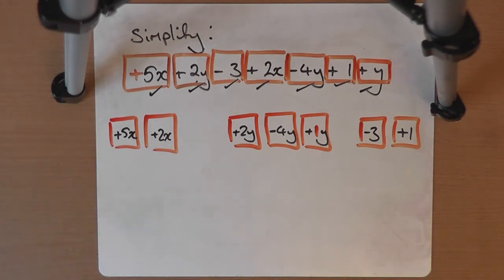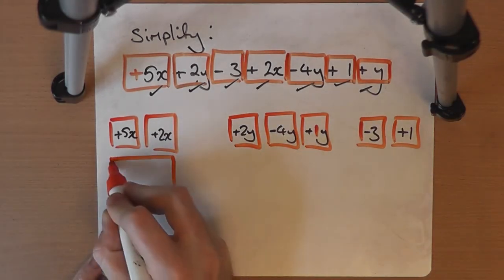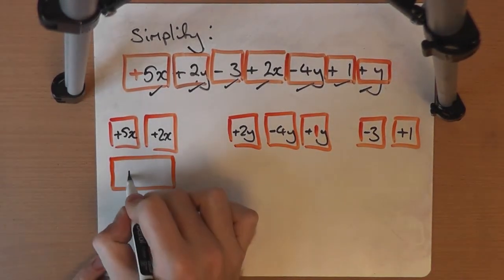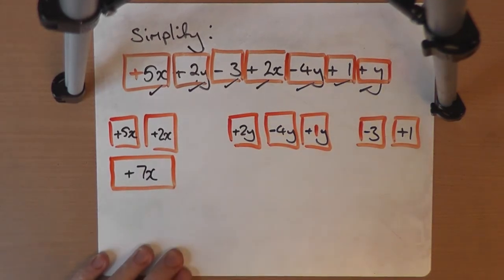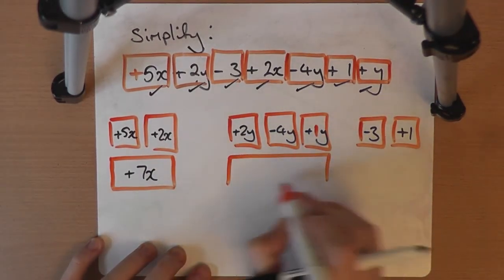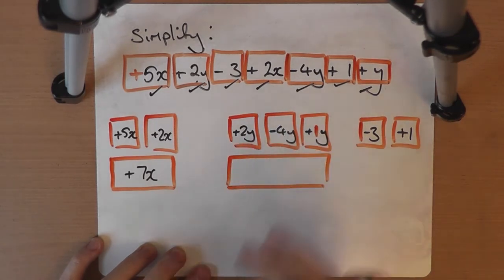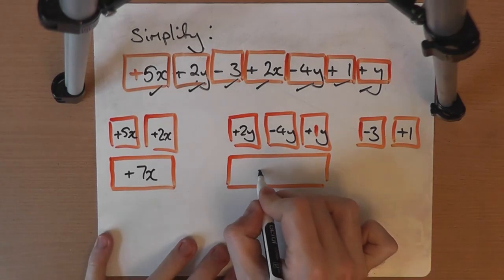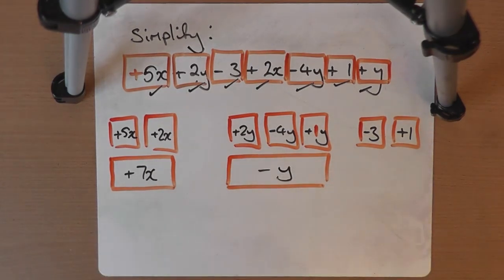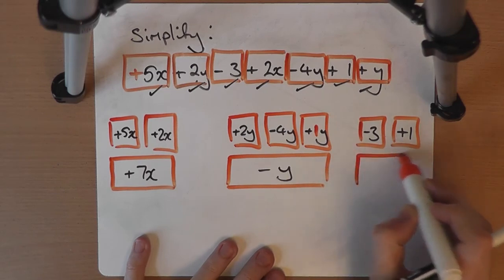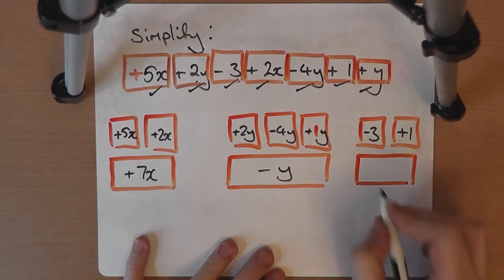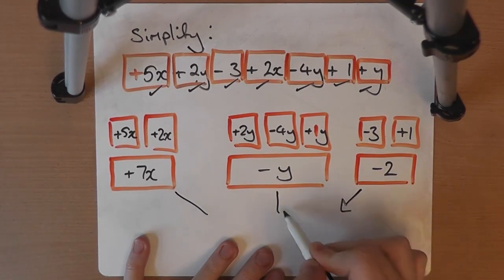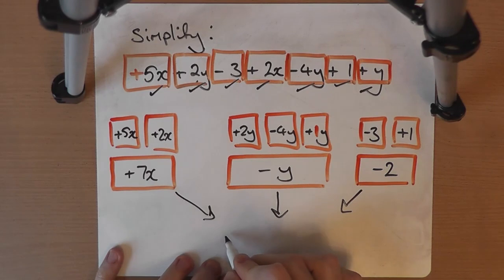We can then start combining these. So over here, if we start with the x's, we are going to have plus 5x plus 2x. Plus 5x plus 2x is going to be plus 7x. Here in the middle then we can collect the y's. Plus 2y, take away 4y is minus 2y, and then plus that 1y will be just minus 1y or minus y. And over here with the number bit, we've got minus 3 plus 1 is minus 2. All I need to do then is take these three things, combine them together and write them as my single final answer.